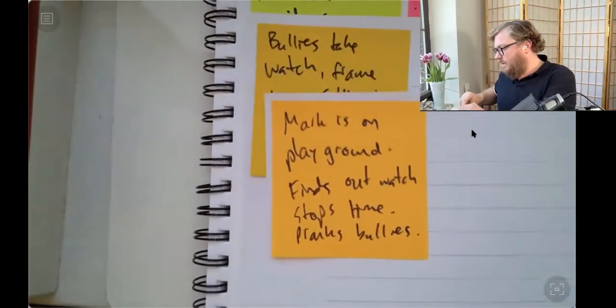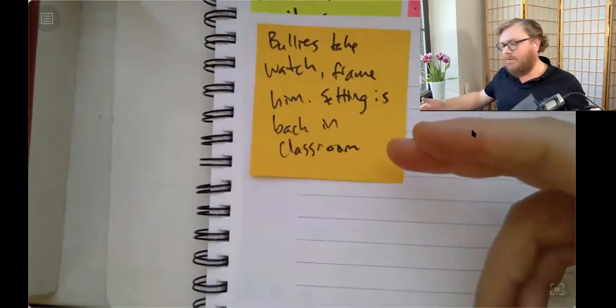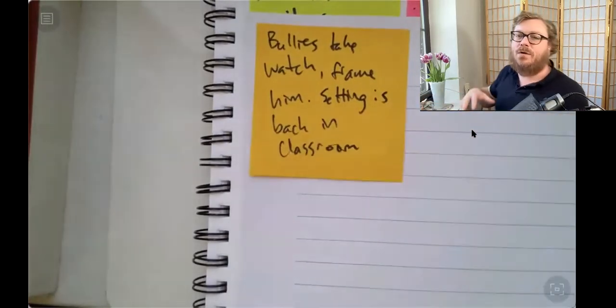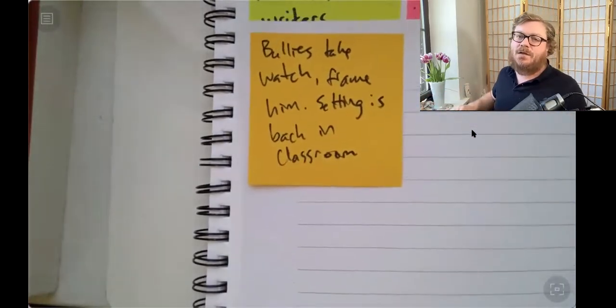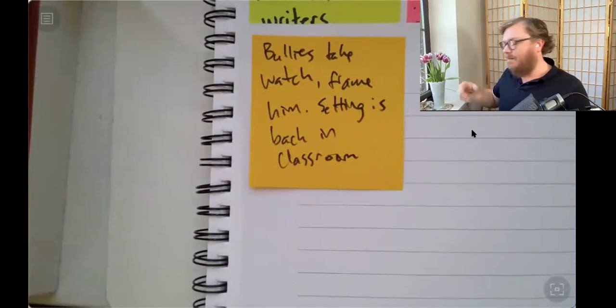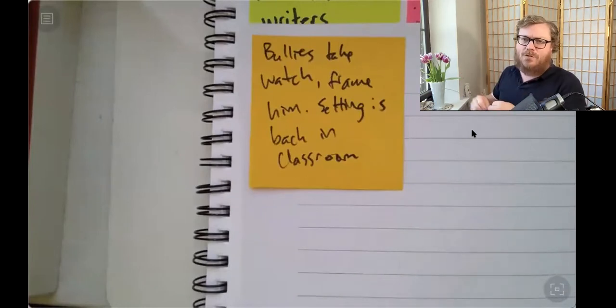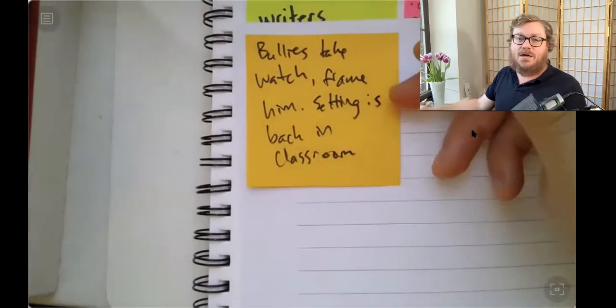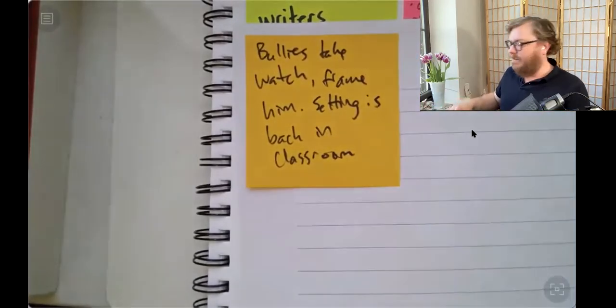And then the bullies somehow find out. We're going to be back in the class, maybe on the way from recess back into the classroom. They find out about the watch, and then they start framing him for all the gum, because I'm going to introduce the gum issue. There's gum all over the school, on the floors, on the playground equipment, under the desks. And they frame it on him. And so the setting is going to be back in the classroom.